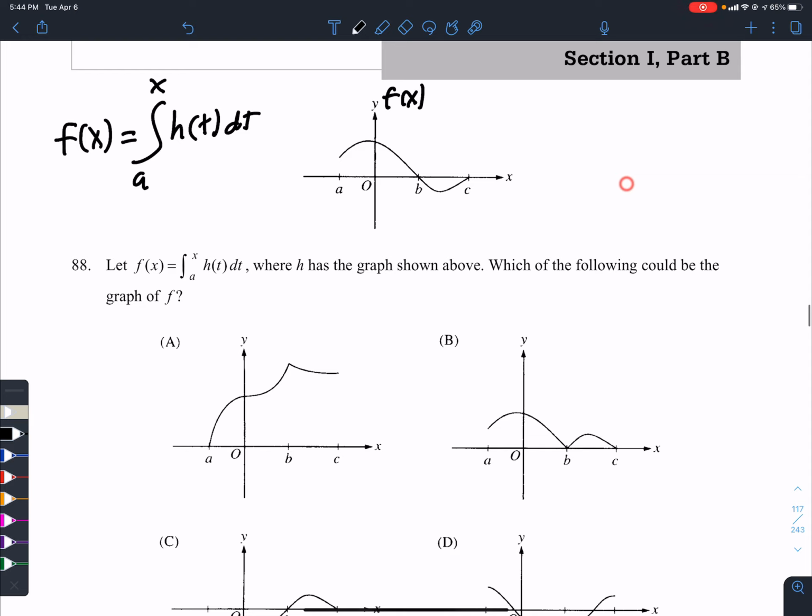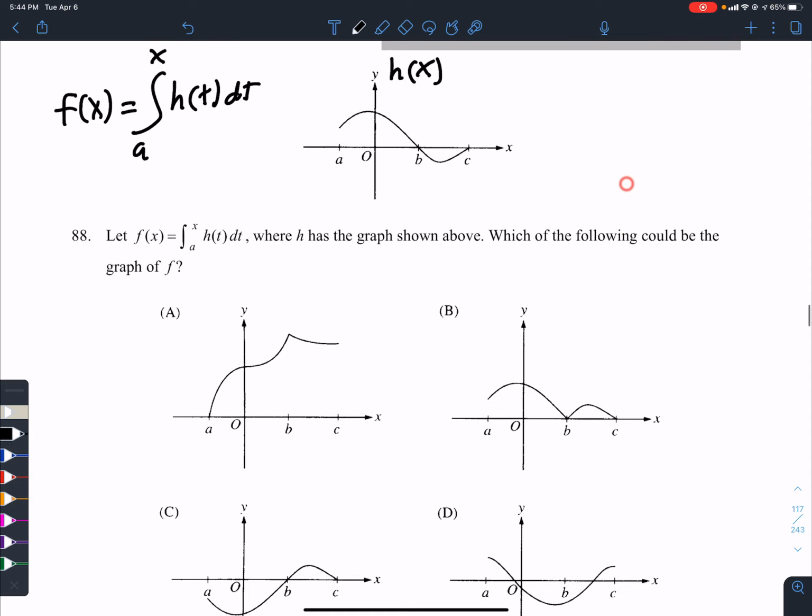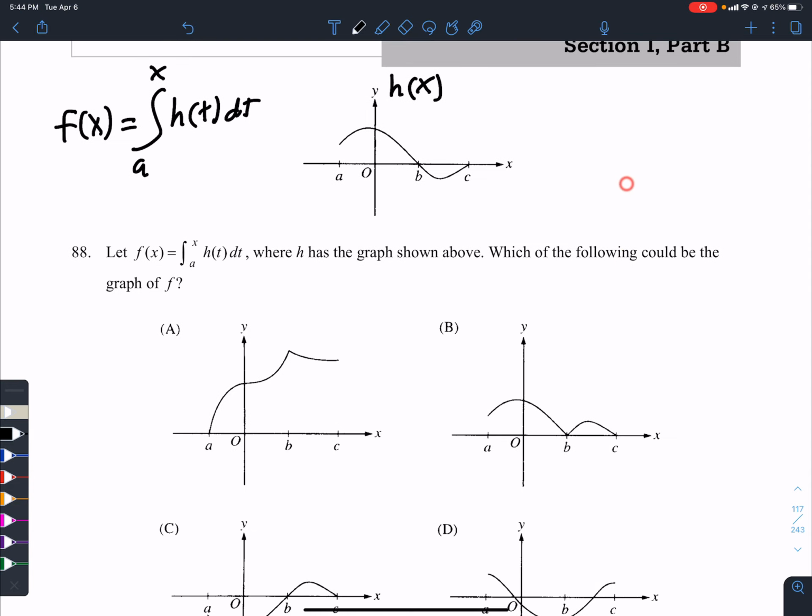So, actually, h is above. I messed up. This is h. H of x. So, one of these functions down here is f. So, let's take a look.